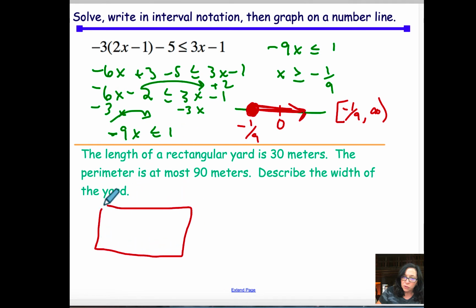So we have a little rectangle. Our length is 30, and the perimeter, P, is at most, which means it's got to be less than or equal to 90. So that's what at most means.